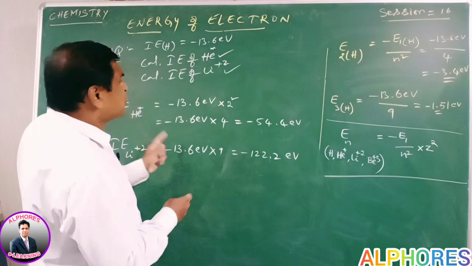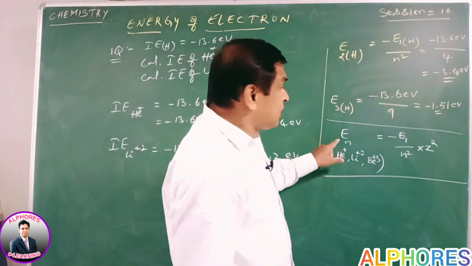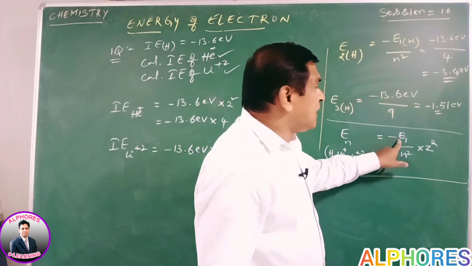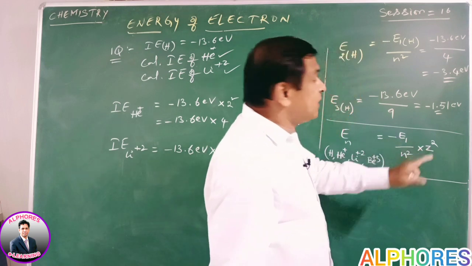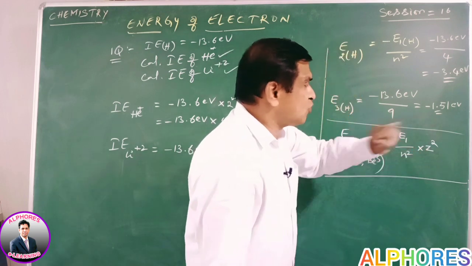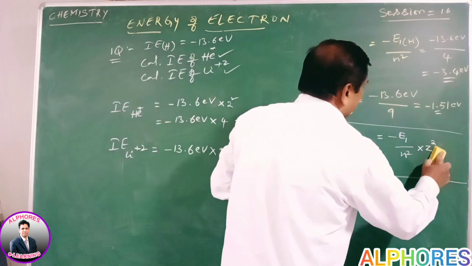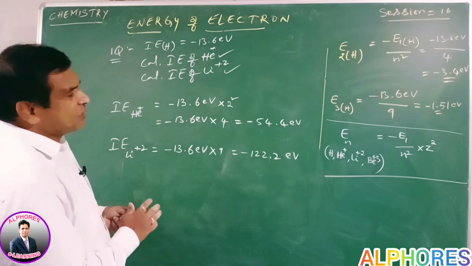That is into z square, the point we should remember. So the ionization energy of the species which contain one electron is equal to the ionization energy of the species in the first orbit by n square into z square. That is a point to be remembered, in ionization energy like this.